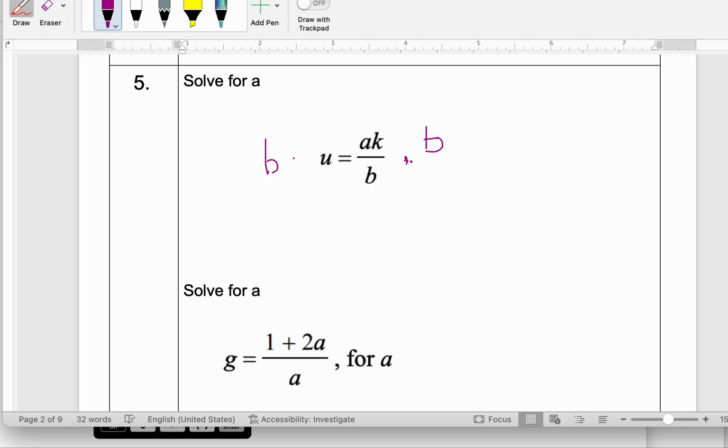So after I multiply it on both sides, this cancels out, and I end up with B times U, or U times B, it doesn't matter which order I put it in because they're being multiplied, equals AK. Now I want to get rid of the K to get A alone. Well, A and K are being multiplied, so I'm going to divide out K.